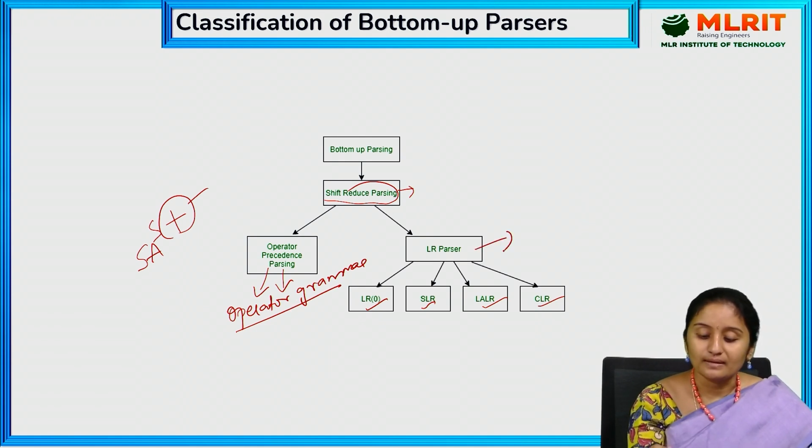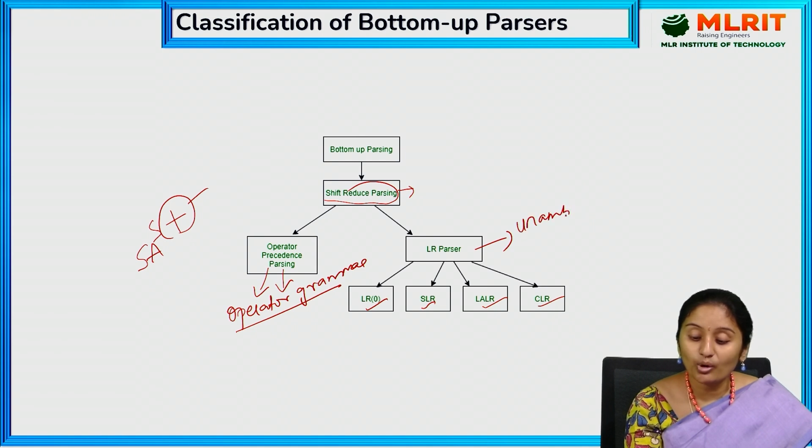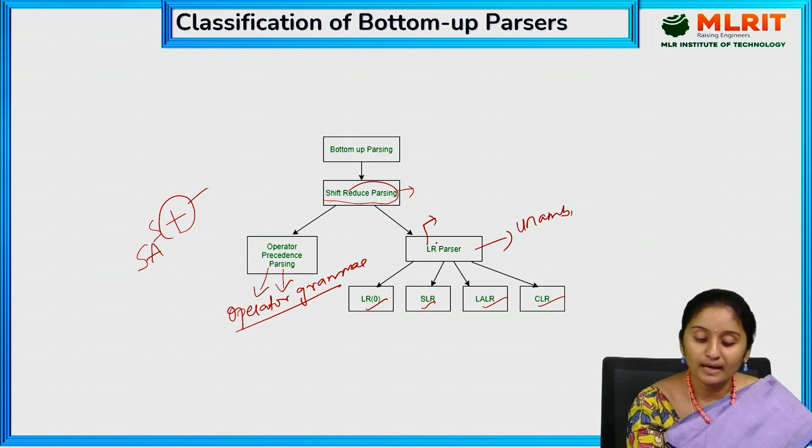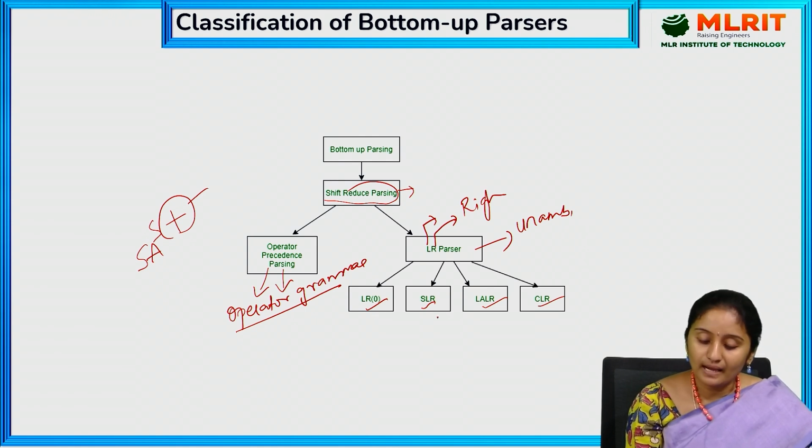Coming to LR parser. This LR parser is applied on unambiguous grammar. L means we scan from left to right. R means we apply rightmost derivation. Here there are four types of parsers available: LR of 0 parser, SLR of 1 parser, LALR of 1 parser, CLR of 1 parser. These are the different types of parsing algorithms we apply using these different types of actions. So this is the classification of bottom-up parsers.